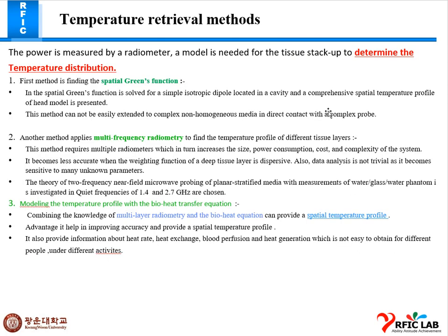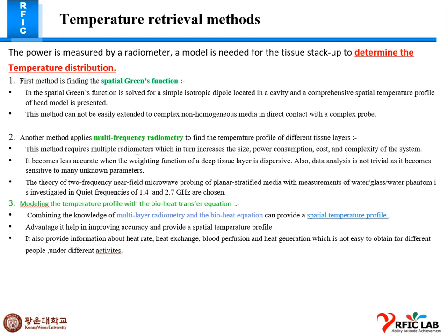In this chapter I have learned that there are various methods for temperature retrieval. Now the power is measured by a radiometer. A model is needed for a tissue stack to determine the temperature distribution. The first method is finding the partial Green's functions. Here the partial Green's function is solved for a simple isotropic dipole located in a cavity, and a comprehensive partial temperature profile of a head model is presented. This method can be easily extended to complex non-homogeneous media in direct contact with a complex probe.